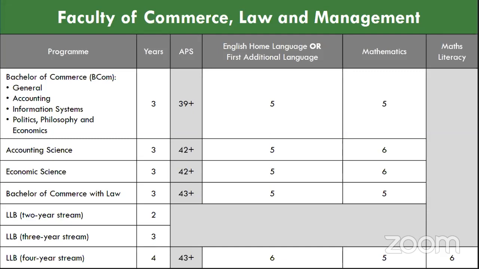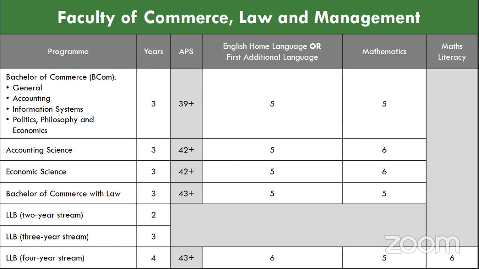Maths and English are core at level 5. Should you wish to go into accounting science and economic science, please note you will need 42 APS. It's a 3-year qualification. Your language, English, you will need level 5, and your maths, it will be level 6.